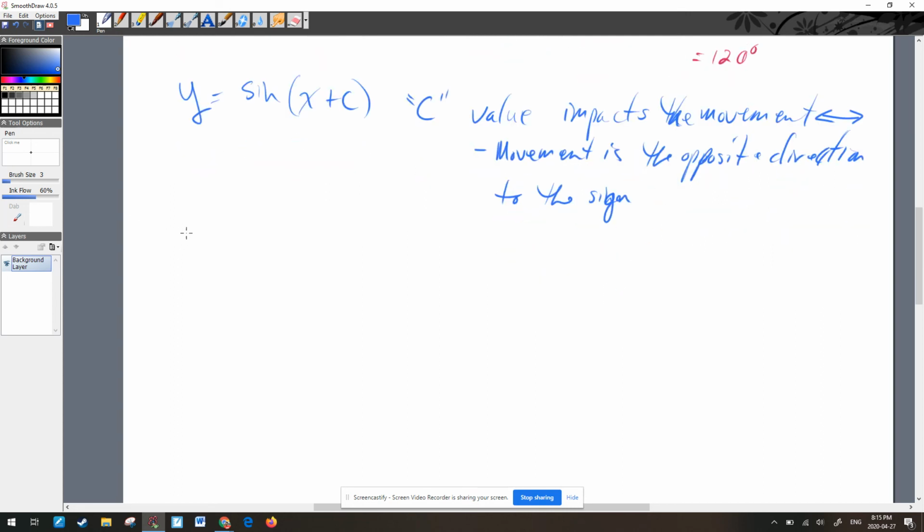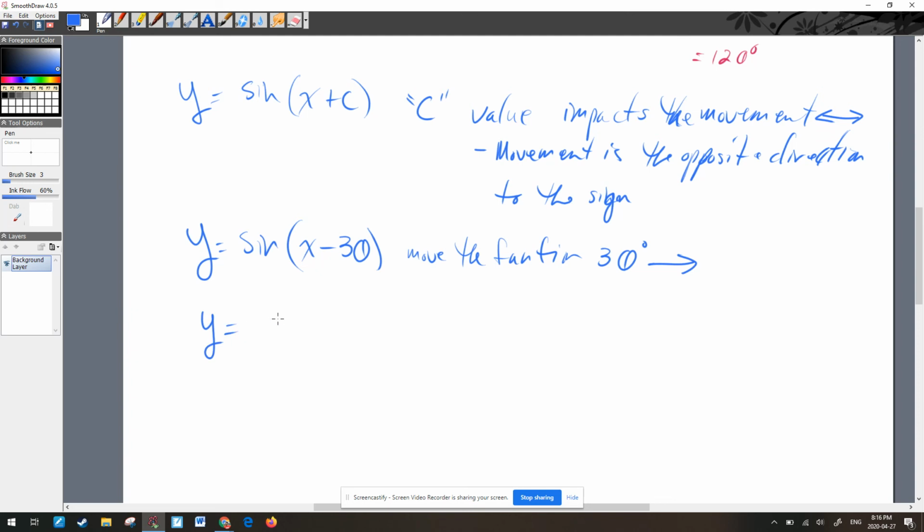So if we had y equals the sine of, let's say, x minus 30, and I wanted to graph that, okay? This minus 30, what it's going to actually do is it's going to move the function 30 degrees to the right, okay? So because this is negative, but it's inside the brackets and does stuff backwards, the minus 30 is actually going to shift it to the right 30 degrees.